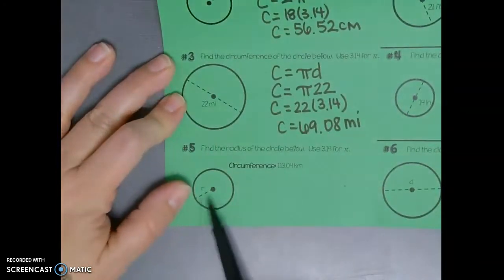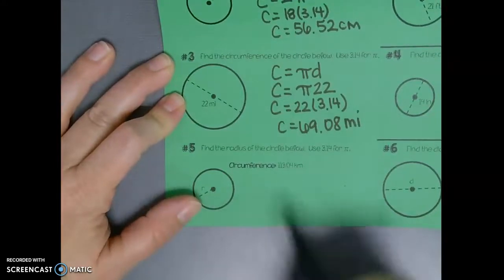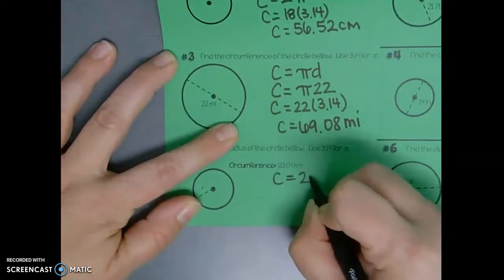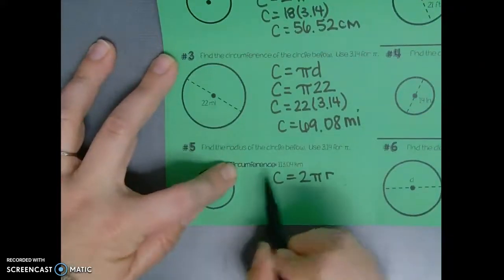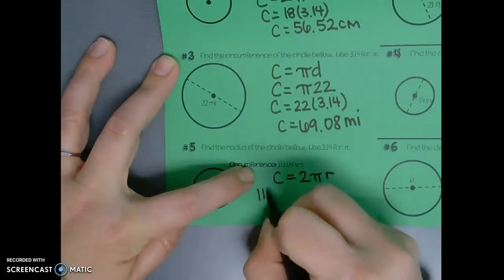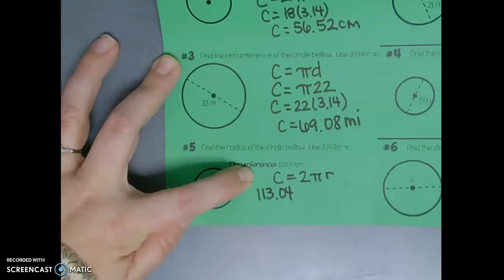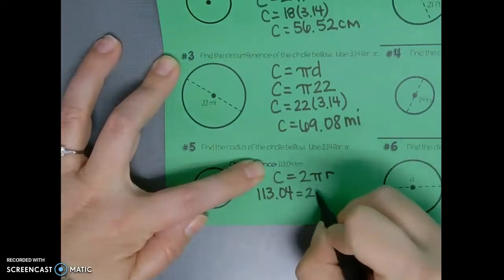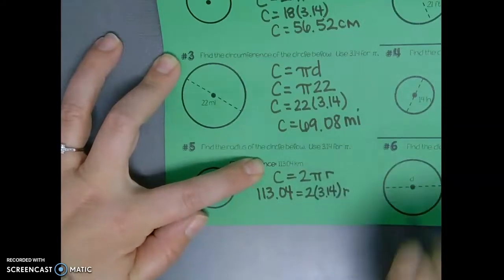Okay. Now for the bottom portion, sometimes they'll give us the circumference and ask us to determine the radius. This one we know it's the radius because remember we're only going to the middle, to the outside. So we're still going to use that formula, circumference equals 2 pi times the radius, okay? And we're going to plug in what we know. And it tells us that the circumference is 113.04, and that is equal to 2 times 3.14, and that's the radius.